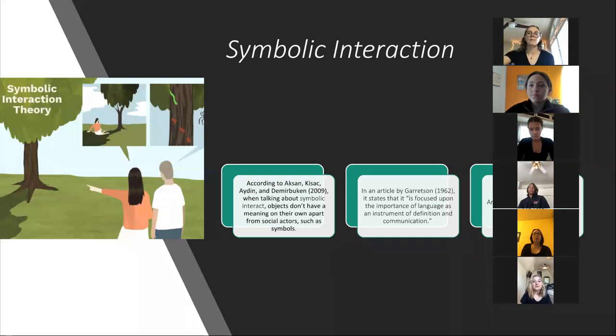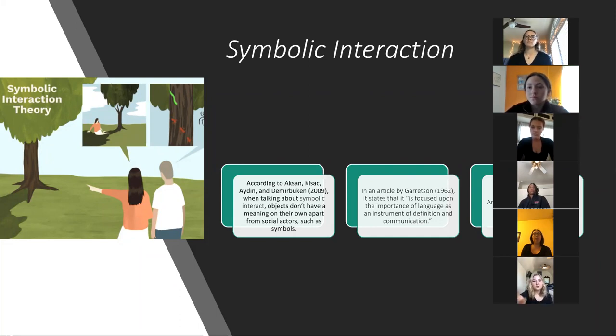Hi, so the basic definition of symbolic interaction. According to Axon, Kisak, Aiden, and Demir Bukin in their 2009 article, when talking about social studies, objects don't have a meaning on their own apart from social actors such as symbols. Symbolic interaction is a process of interpreting an action such as human behaviors, hand gestures, etc. An example of symbolic interaction would be using the word cat, or like in the PowerPoint, a tree, because it has no real definition and you just know it based on its characteristics.